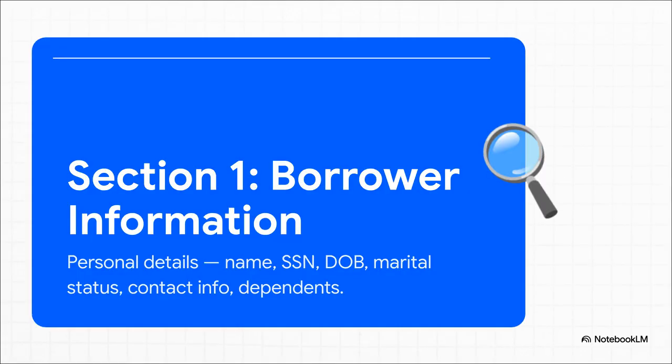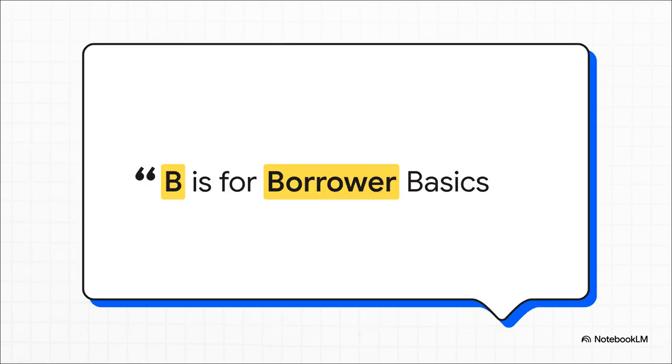First stop on our journey, Section 1, Borrower Information. This is pretty straightforward. It's the who are you part. You'll put down your name, social security number, birthday, all your current contact info. It's the absolute foundation of the whole application, because the lender's got to know exactly who they're talking to. And here's a super simple way to remember it. B is for Borrower Basics. That's all it is. Think of it like showing your ID at the start of a road trip. It's the first thing you do before you can go anywhere else.